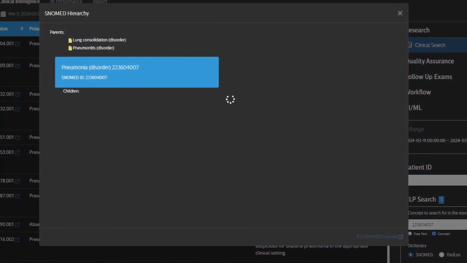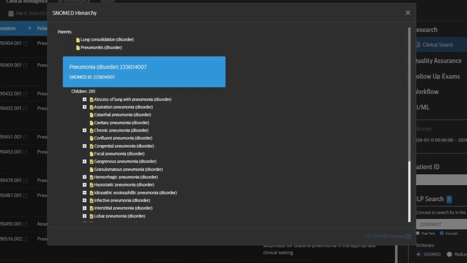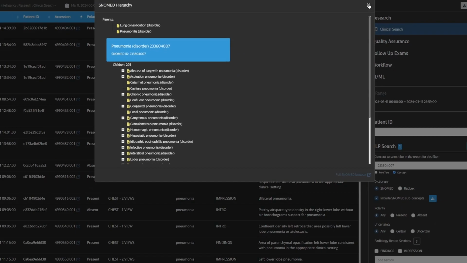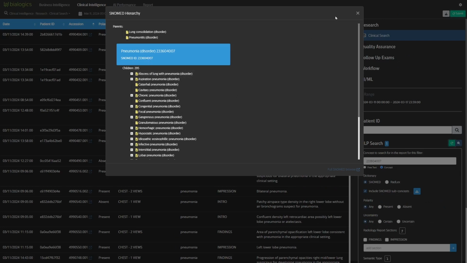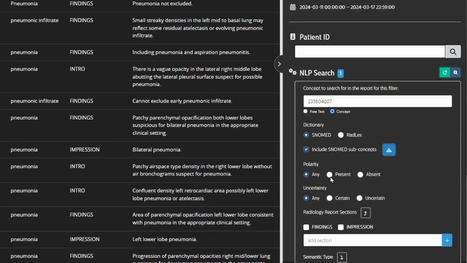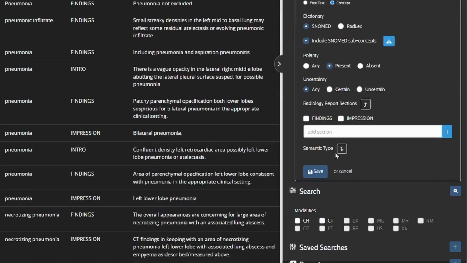Now I can say, okay, but I also want to include my sub-concepts so that I broaden the search capability to make sure that I'm capturing all patients with pneumonia as a disorder, and also different ways of describing pneumonia as a disorder. So I get all my children or sub-concepts along with the primary concept. I can also select whether I want to see just patients where the polarity is present, or polarity certainty. And then I can narrow that down even further to whether I want pneumonia found in the findings or the impression, and in fact the semantic type.